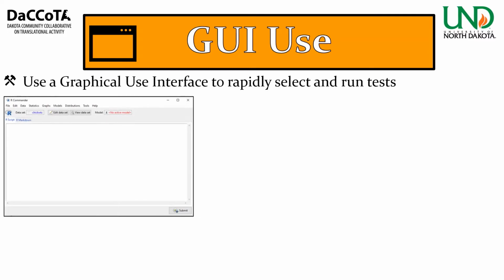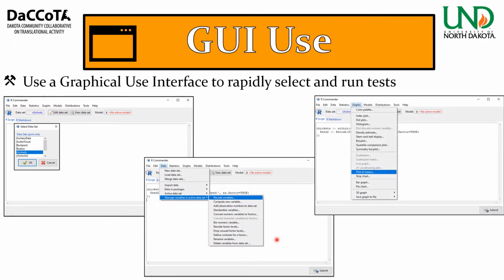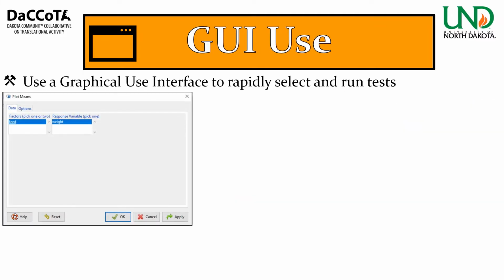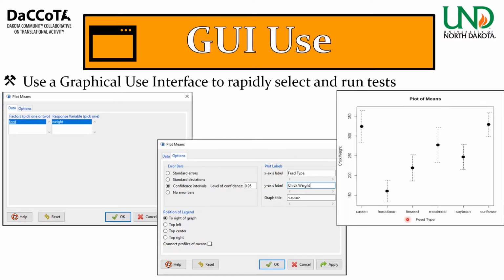So for example, in R, there's a package called R Commander, which essentially gives you this GUI. So in the example here, we have selected a data set, chickwts, so it's a lot of drag and drop. You can do things like recode variables so that they're factors, and then you could even plot means. Within the means, pick out your factor and response variable, and then whether you want confidence intervals, etc., labels, and then it gives you a quick plot of means.